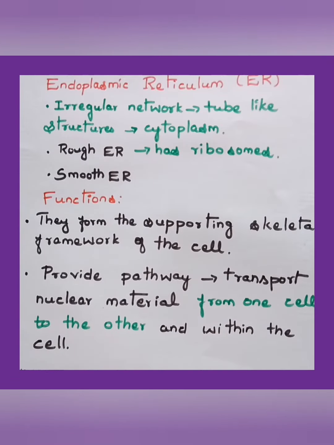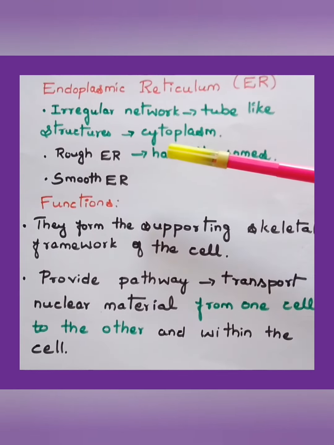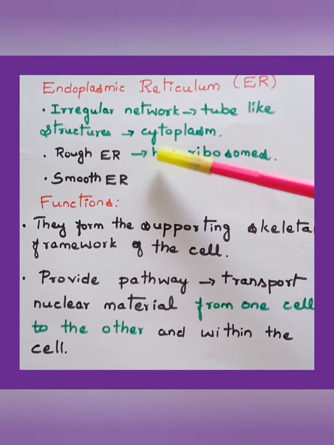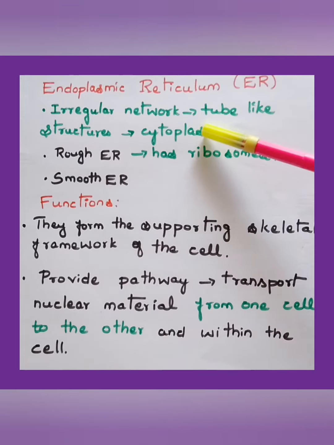And moving to the next cell organelle, that is endoplasmic reticulum. In short form it is called ER. These are an irregular network of tube-like structures, which is distributed throughout the cytoplasm, and is called endoplasmic reticulum.